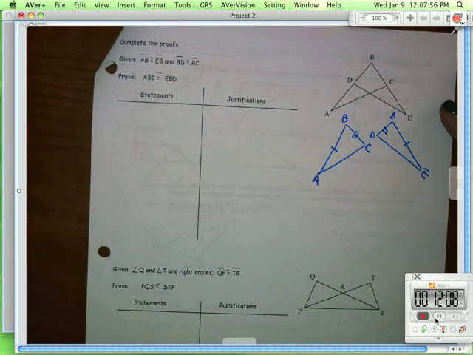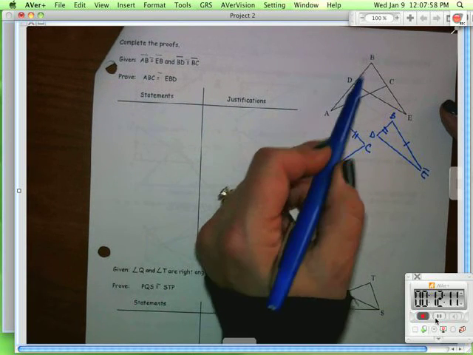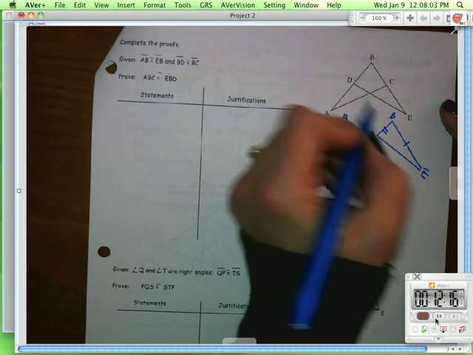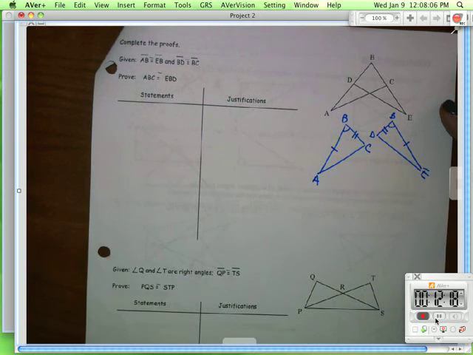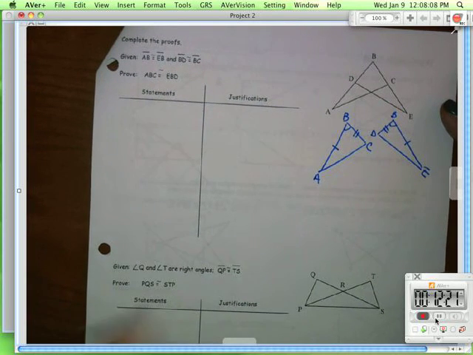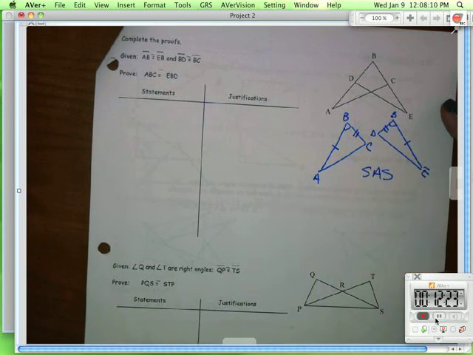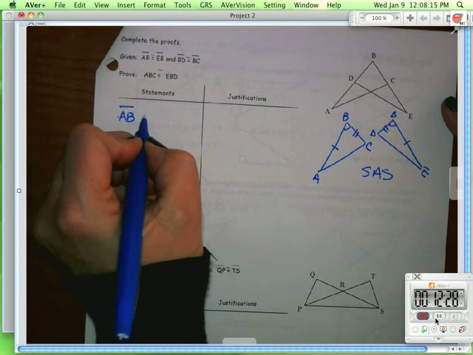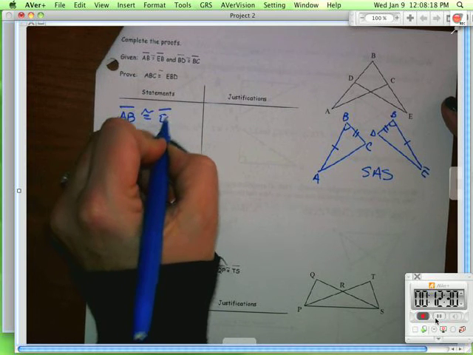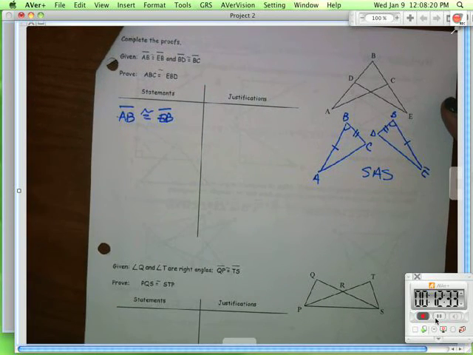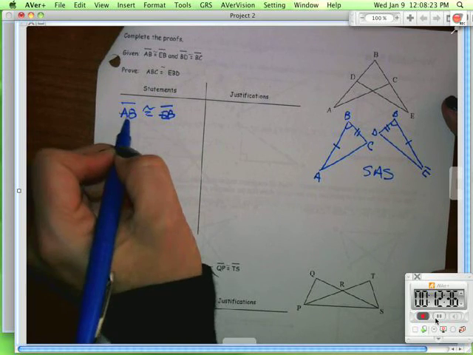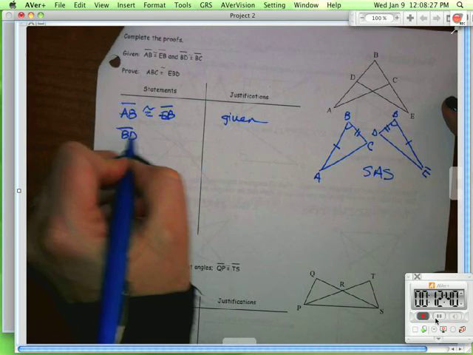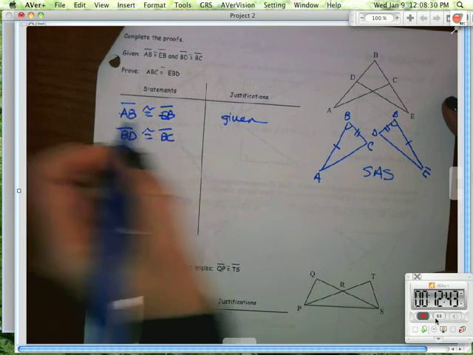I don't have enough information. Let's go back and look at my picture. I see here that they share angle B. Both the triangles share angle B, so angle B is congruent to itself. Okay, so now I can use side angle side. Sweet. So the first thing, of course, I'm going to do is write down the givens. So I'm going to prove, let's see, AB is congruent to EB, that was given. BD is congruent to BC, that's a given.